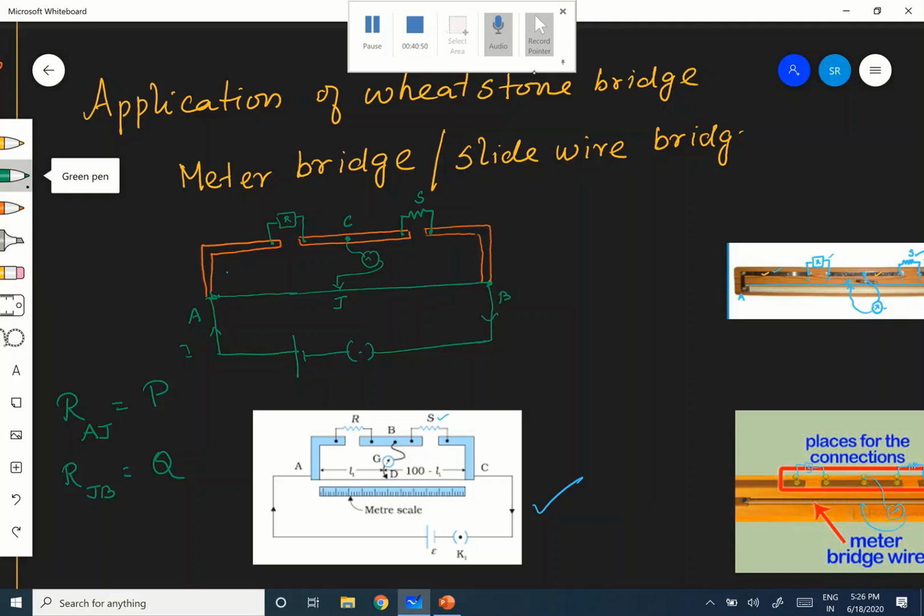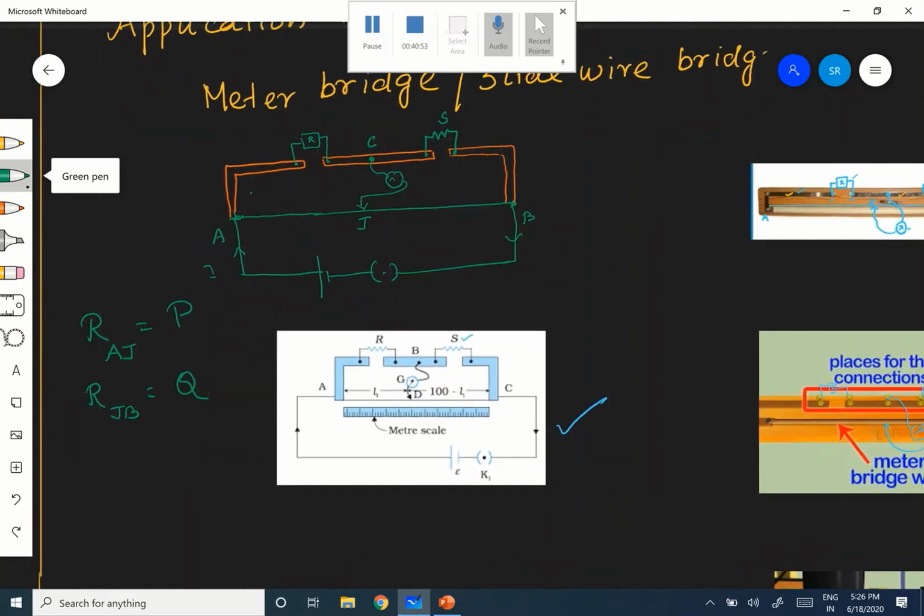Now what you have to do, let small r be the resistance per unit length of the wire. Which wire? This is also the manganese wire. Are you following? Resistance per unit length. And now what we have to do is, you add some resistance in the resistance box. S is the unknown resistance, which we have to find.